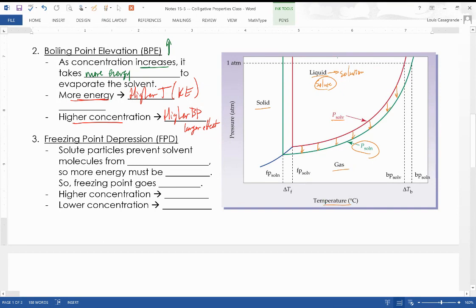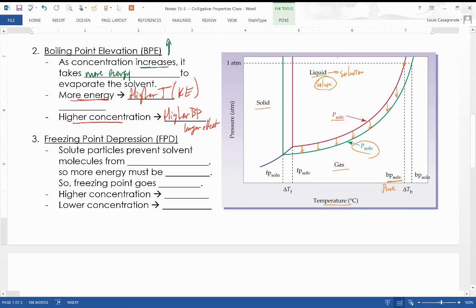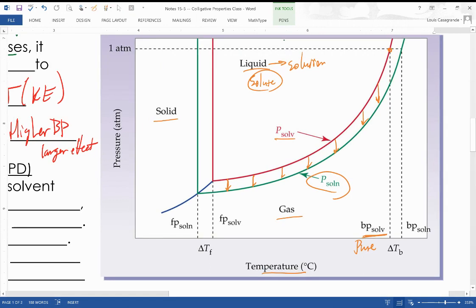Now, as we get up towards the boiling point, here's the boiling point of the solvent. So this is a pure solvent. And if this was water, that would be 100 degrees Celsius right there, that dot that I just drew. Now, I'm going to change colors. Let's change to green. And let's blow this up a little bit to make it easier to look at.